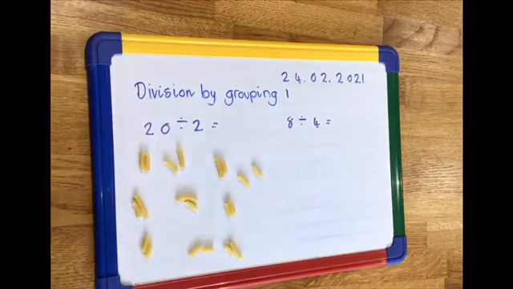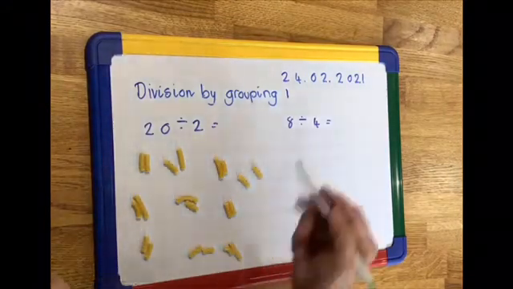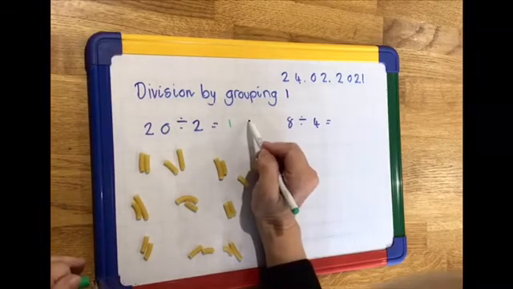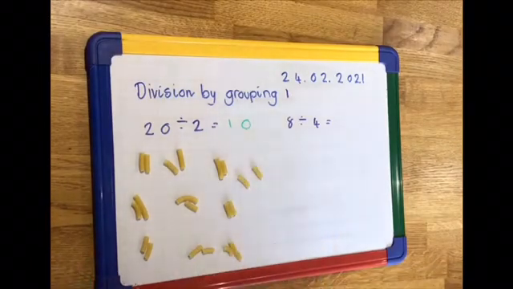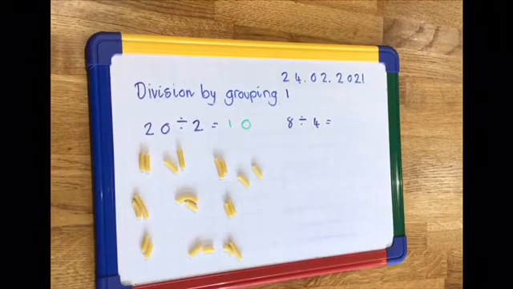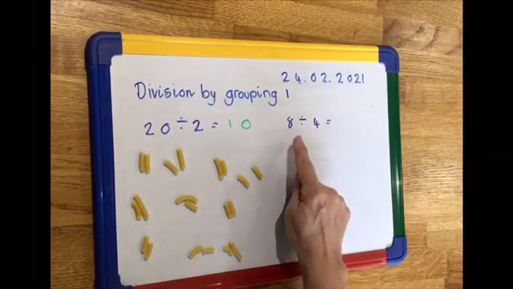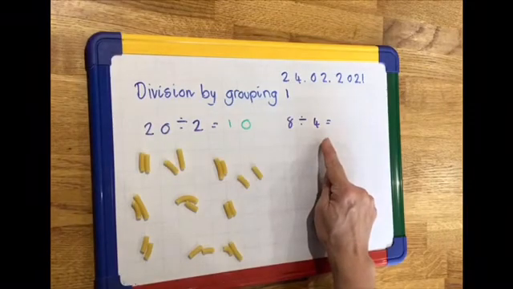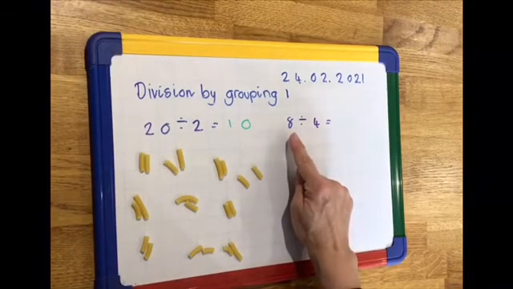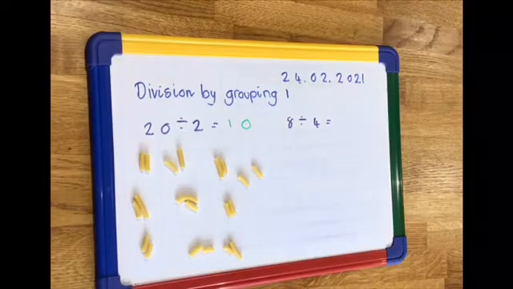So children, I had 20 objects and I split them into groups of 2 and I've got 10 groups. So 20 divided by 2 is 10. There are 10 2s in 20. I'd like you now to try the same with 8 divided by 4. Split 8 into groups of 4 and tell me how many groups you can make.